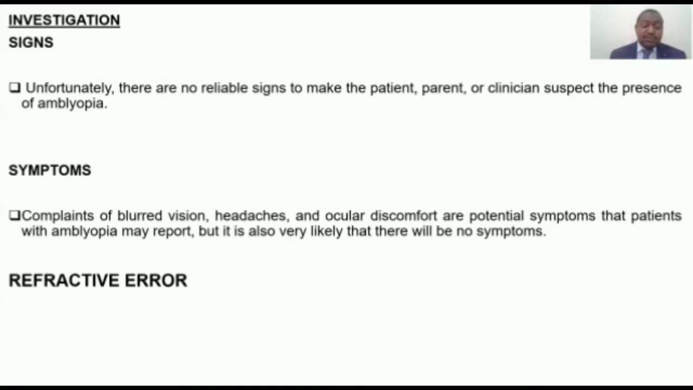Also, in the investigation, it is very important to assess the refractive error for these patients, because any refractive error, such as hypermetropia, myopia, or astigmatism, happening before the age of 6 years could lead to the development of amblyopia. For that reason, it is very important during the investigation to assess any type of refractive error in these patients.